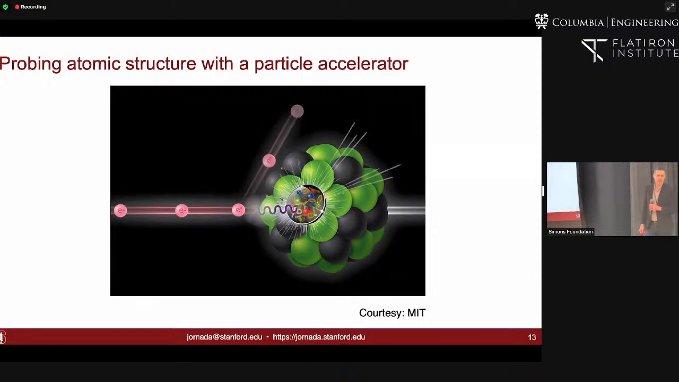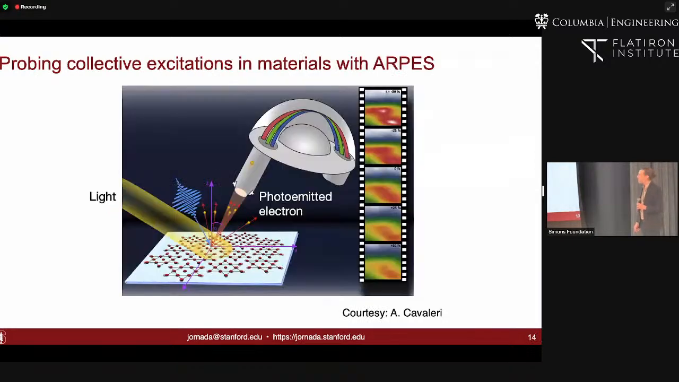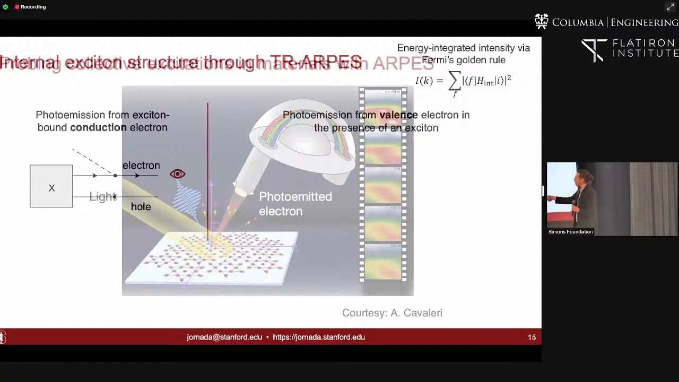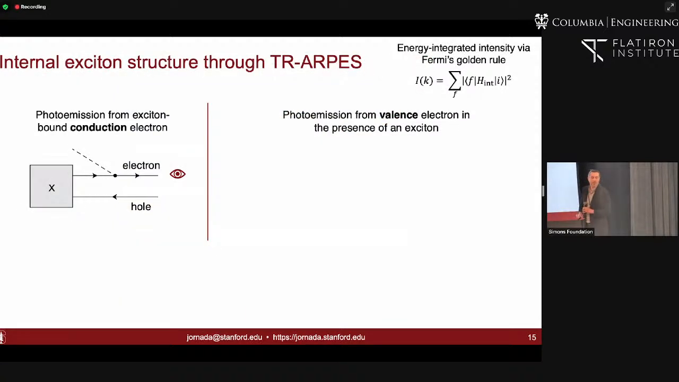In condensed matter, we can do the same thing with ARPES. You shine light, you emit an electron, and if that light, this photon, can dissociate an exciton, the point is that the photoelectron will have information about this inelastic scattering process. So how do we understand that more rigorously? Well, we simply go back and write down the photoemission process that is associated with this particular inelastic scattering.